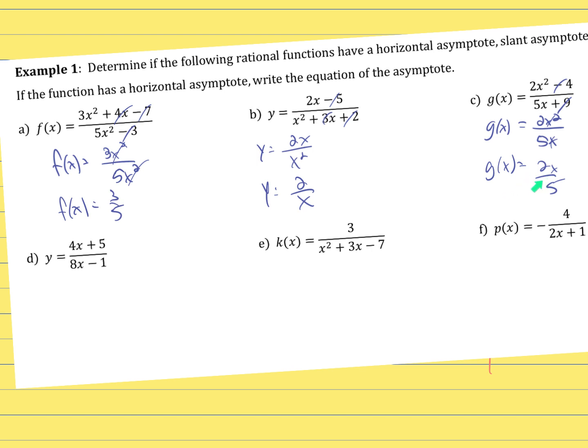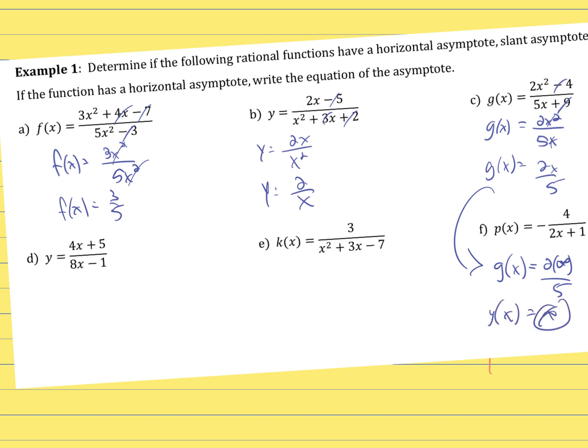Now, they said that there was no horizontal asymptote here, for this crazy looking function. I'm going to compare these two now. If I plugged infinity into this x, what I get is 2 times infinity over 5. Now, by the order of operations, I do the multiplication first. 2 times infinity is infinity. Divided by 5 is just infinity.